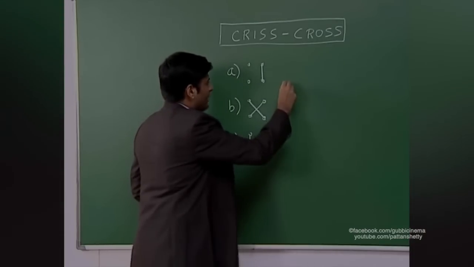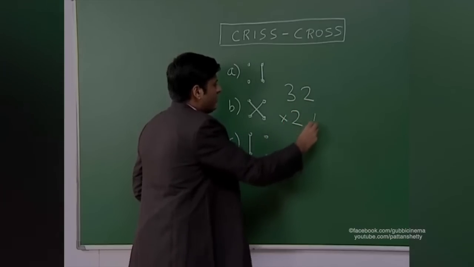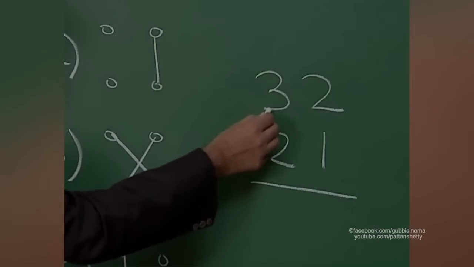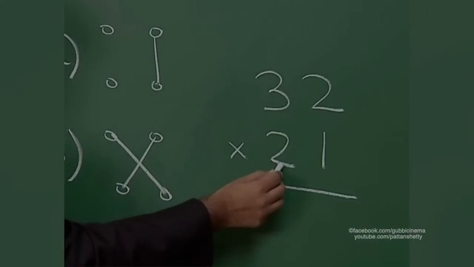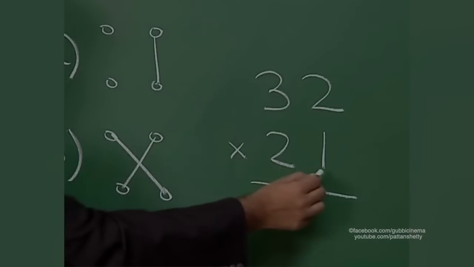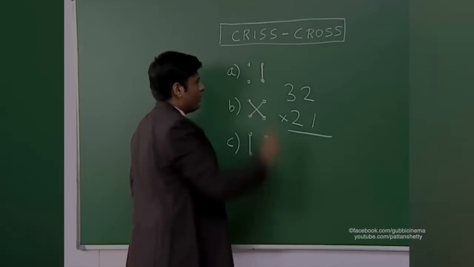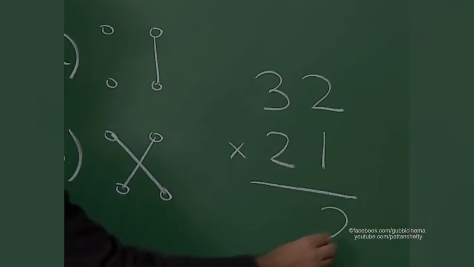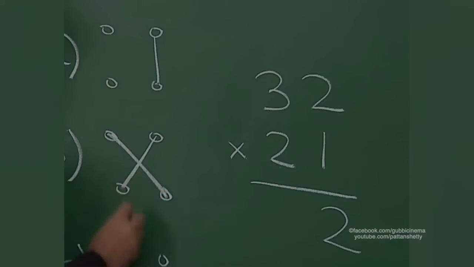Suppose I have to multiply, say, 32 by 21. Then this dot represents 3, this dot represents 2, this dot represents this 2 and this dot represents 1. First step says you multiply these two numbers right and right. We know 2 times 1 is 2. Then we go like this and like this. We will add both the answers.